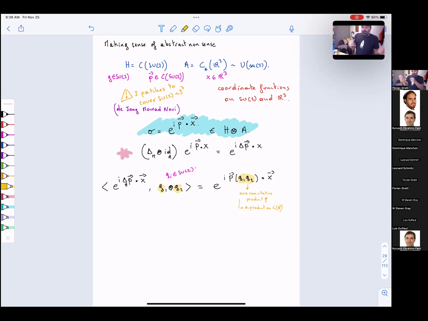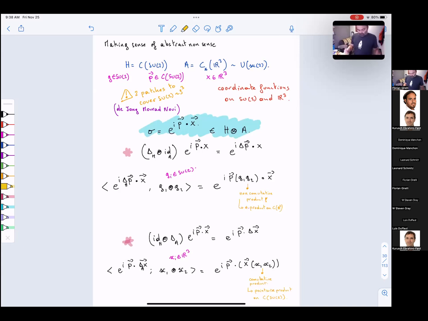And so dually, this means that I get a star product for the X from R3. Then I can do the same thing on the X sector. I can look at the coproduct. These were the formulas that I gave you earlier when I defined the duality between the Hopf algebras. In this case, since I'm dealing with the group R3, it's commutative. And so I'm going to have the commutative pointwise product on SU2.